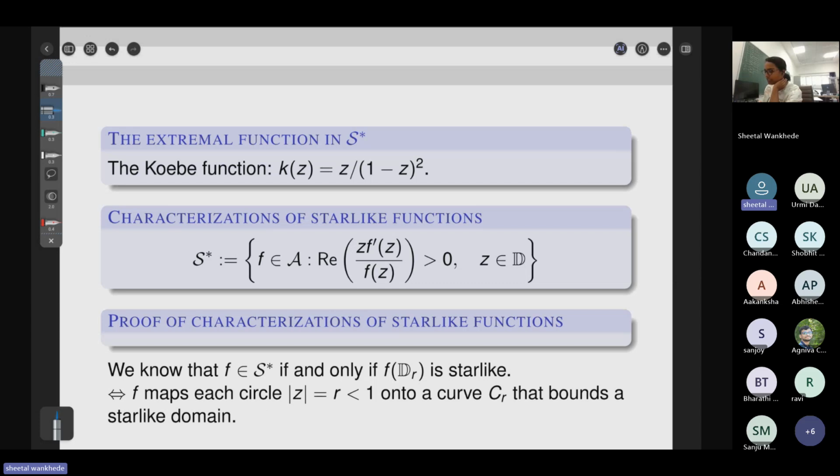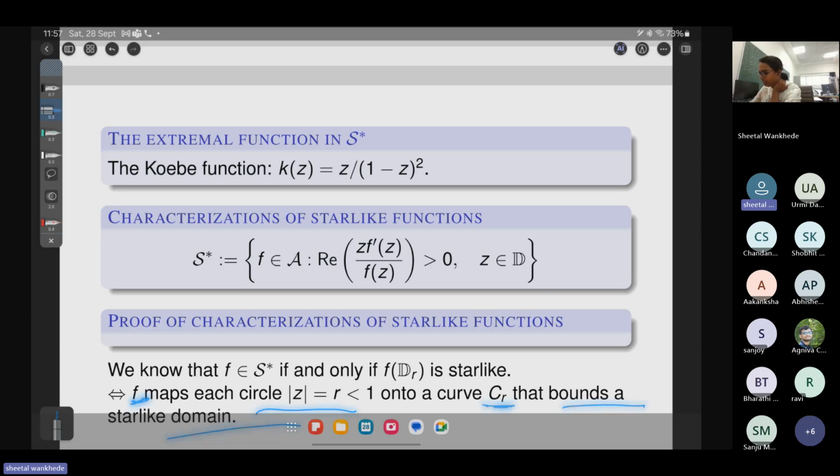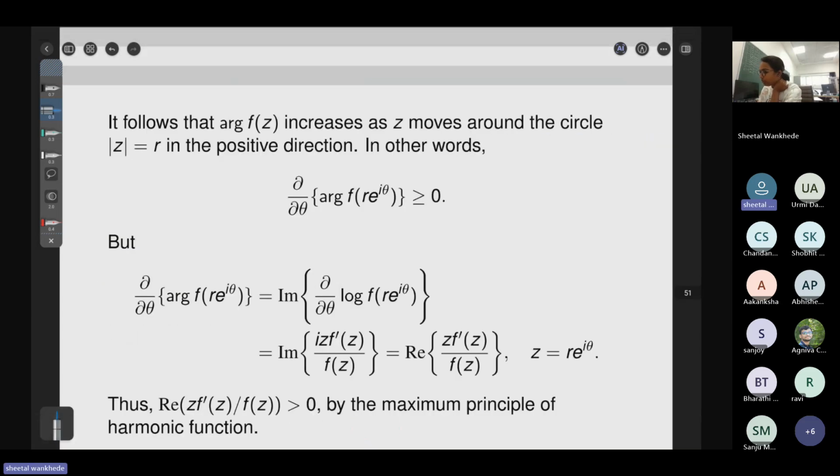Okay, so we see the sketch of proof for this characterization. Here, as I already mentioned, this function f is star-like if and only if f of D_r is a star-like domain. That means this function f maps each circle onto the curve C_r which bounds a star-like domain. So geometrically, it follows that the argument of this function increases as z moves around the circle mod z equal to r. So this is a condition.